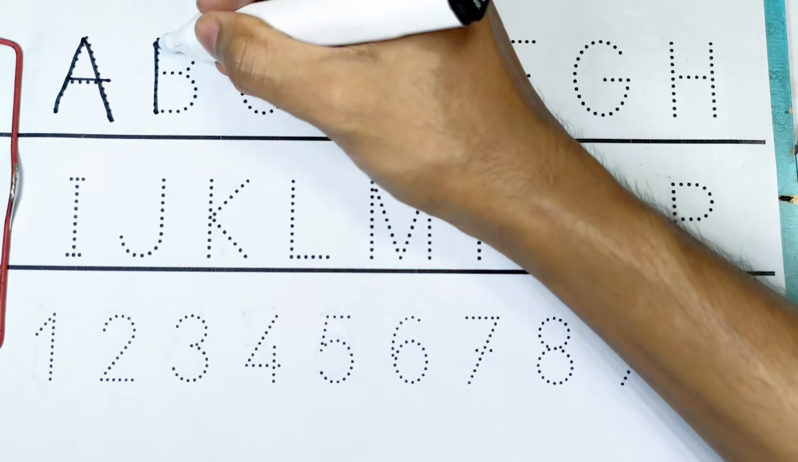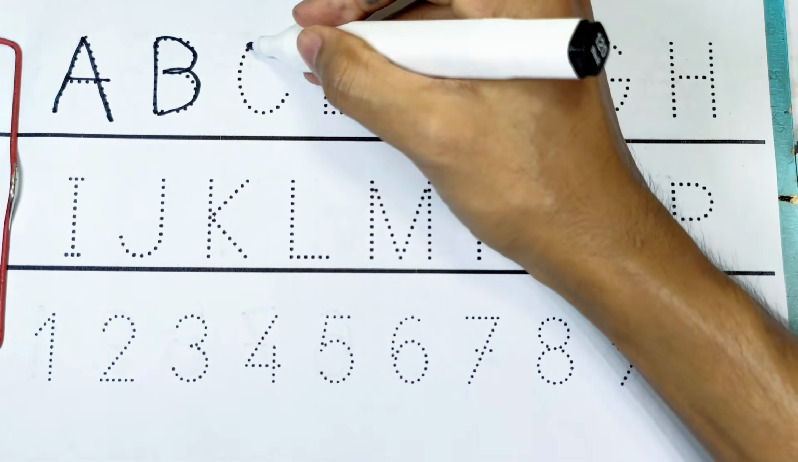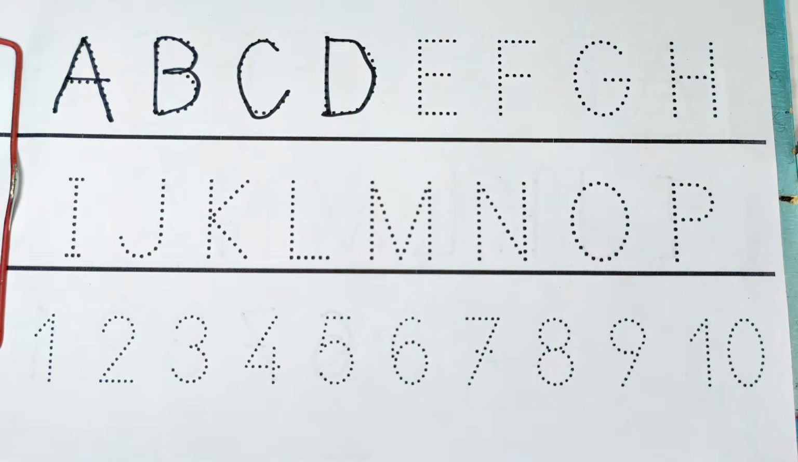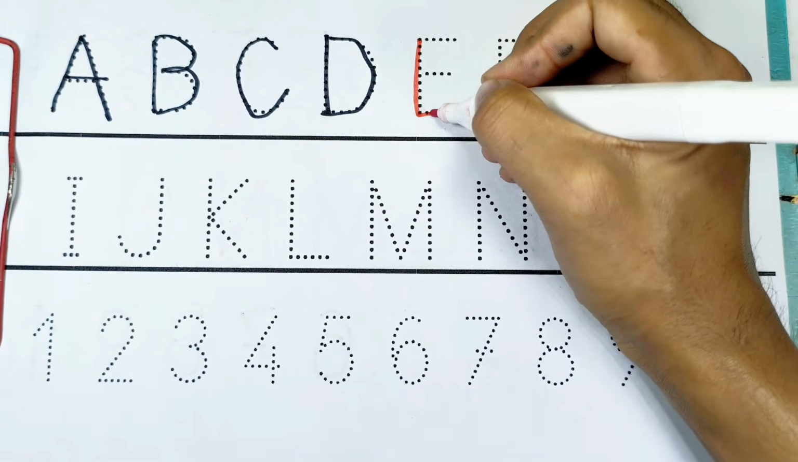A for apple, A for ant. The next one is B. B for ball, B for bat. C for cow, C for cat. D for dog, D for doll. Geranium color. Now we're writing E.